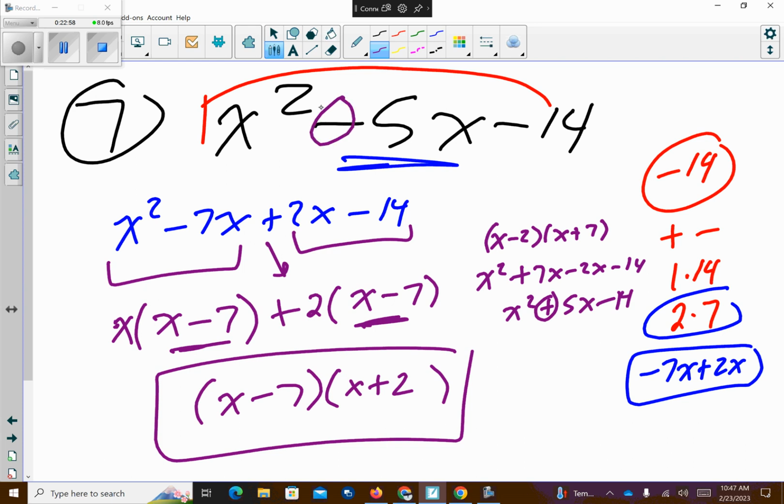So if you flip-flop them, that middle term is going to be wrong. The outsides might still be right, but that's why signs are so important.